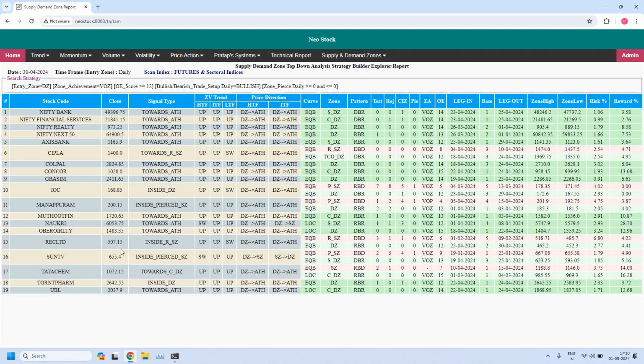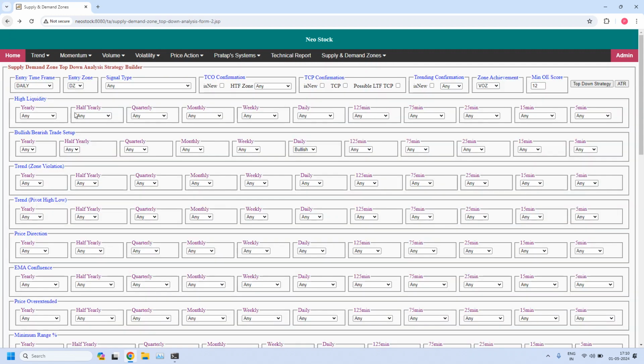Okay, now let me go back. Let me generate the bearish trade setup for monthly income trade. So the entry time frame is daily. For a bearish trade setup, the entry zone should be supply zone. And also in the bullish or bearish trade setup parameter, in daily time frame, you need to select the value bearish. The remaining 3 filters remain the same; we need not change them. Now let us generate the report.